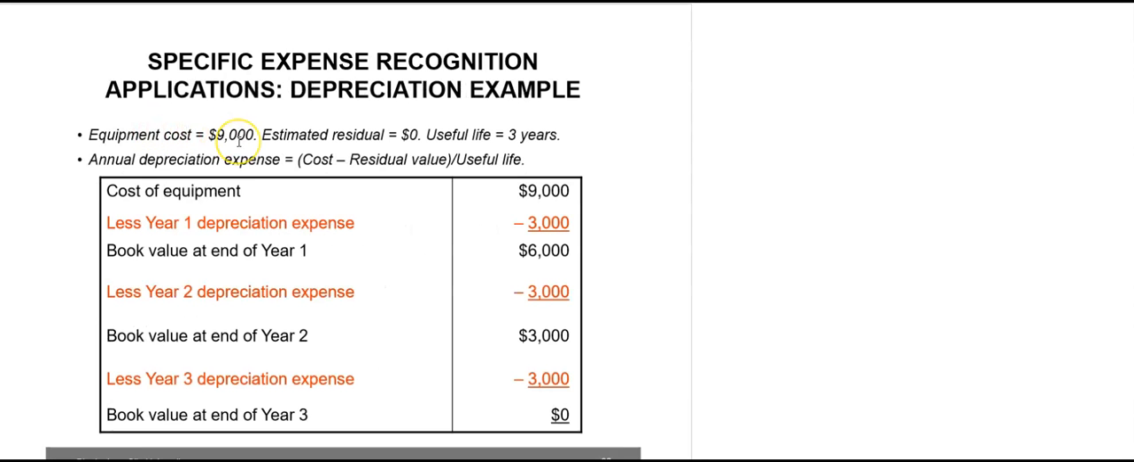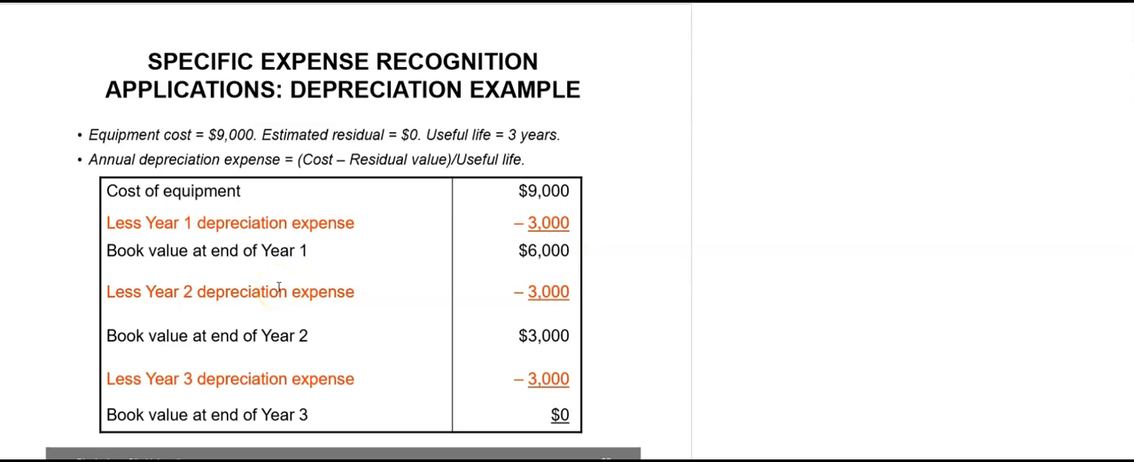Here we have equipment that costs $9,000 with zero salvage value or residual value and useful life of 3 years. The annual depreciation expense will be cost minus residual value divided by useful life. So that will give us 3,000, 9,000 minus 0 divided by 3. So the cost of equipment in the first year is 9,000 and the first year depreciation is 3,000. So the book value at the end of the year is 6,000.